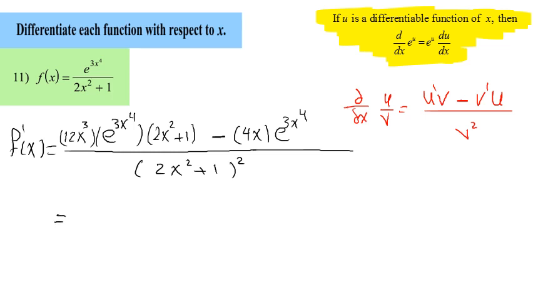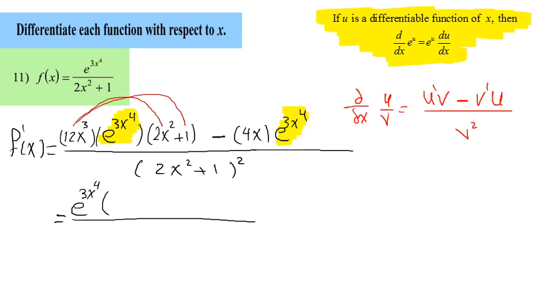In the numerator, we can notice that I have e to the power of 3x to the power of 4 in both terms. And also, I can multiply 12x to the power of 3 by 2x squared and 12x to the power of 3 by 1. So I can rewrite it as e to the power of 3x to the power of 4 multiplied by 24x to the power of 5 plus 12x to the power of 3, minus 4x, divided by 2x squared plus 1, all to the power of 2.